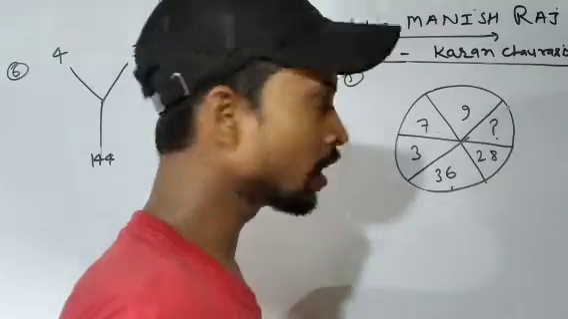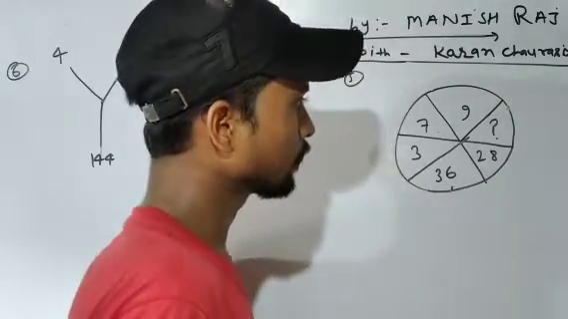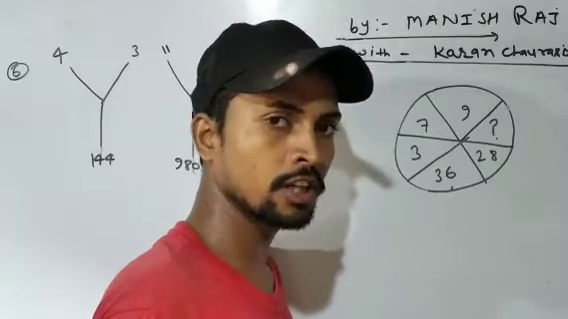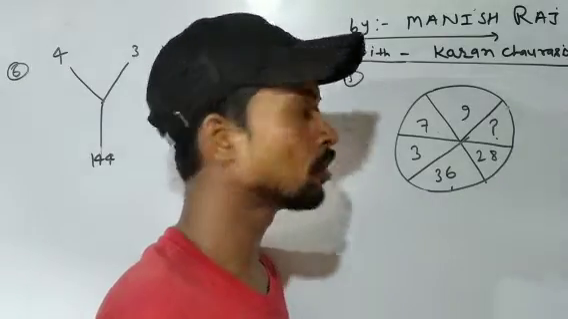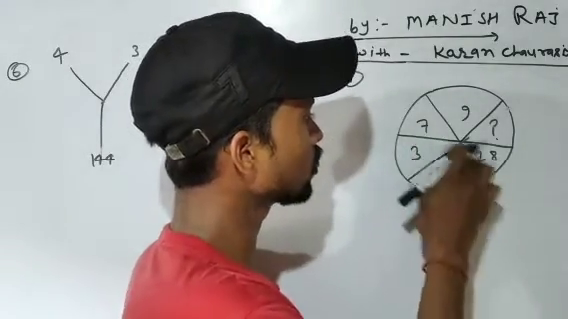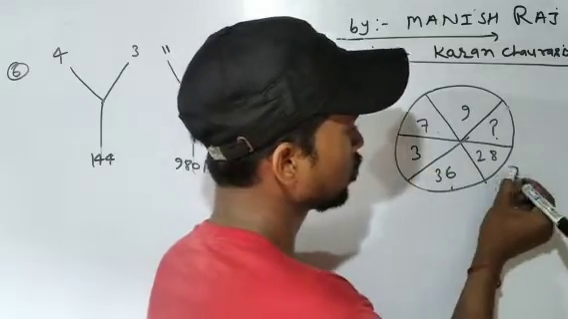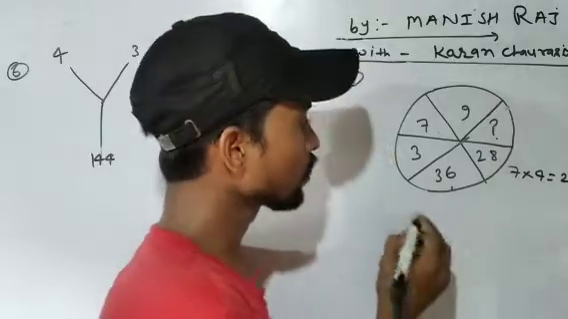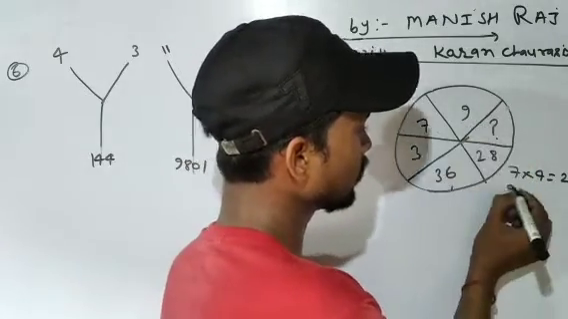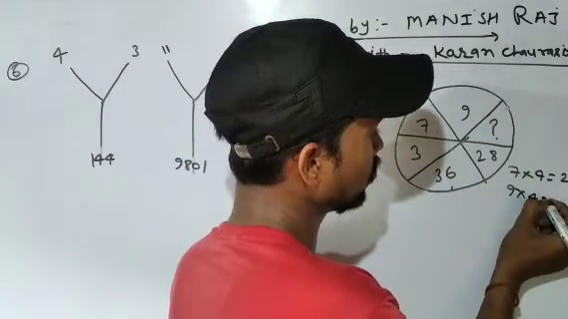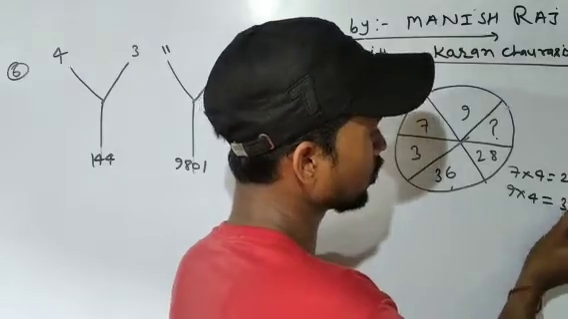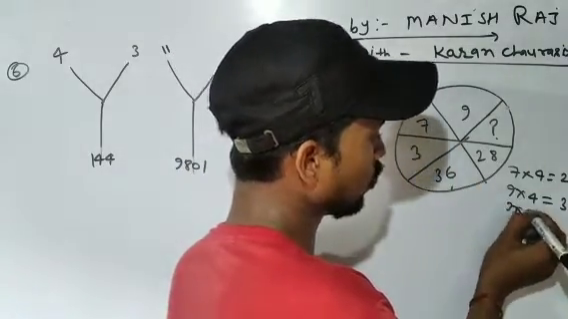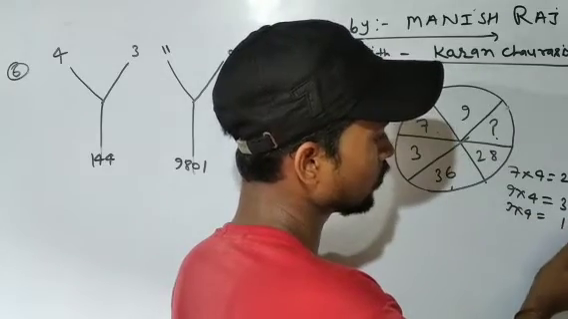There is a circle in which there are 3 parallel lines. We have to understand how this number has been written inside these boxes. When 7 multiplied by 4, we get 28. 9 multiplied by 4, we get 36. Then we can write here 3 multiplied by 4 equal to 12.